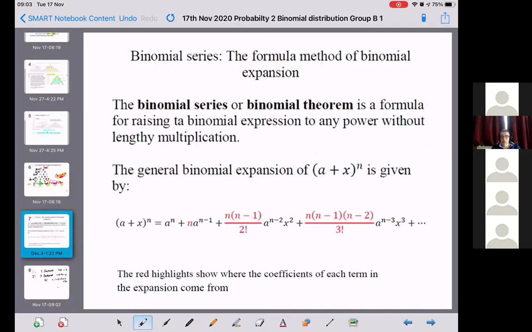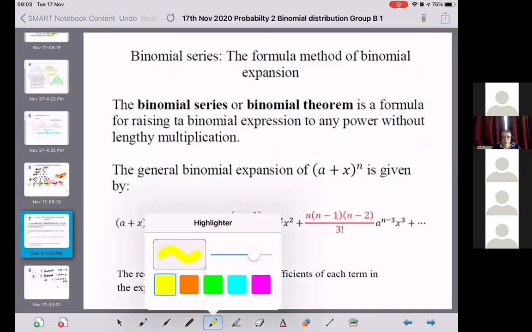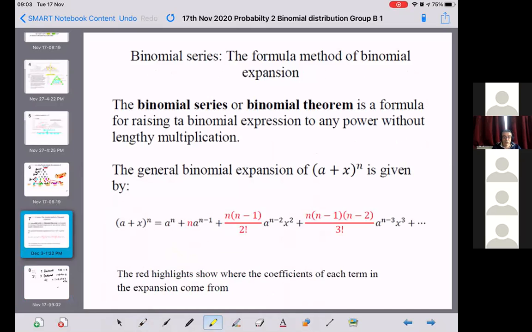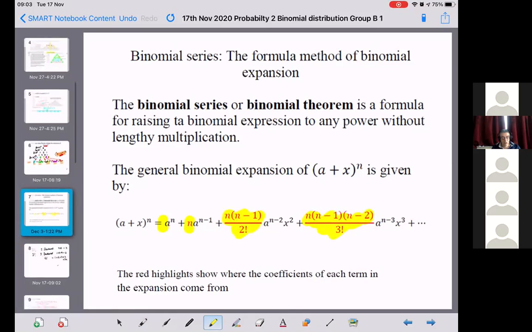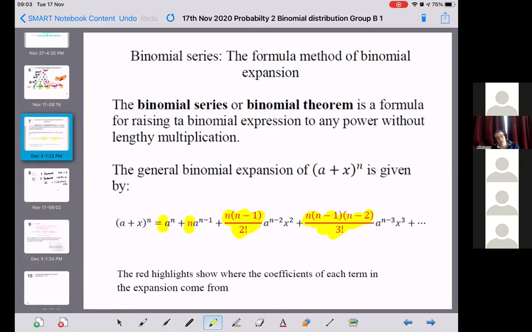All right, so that series expansion can be carried on for any number of terms. Now, what I've done is highlighted in red where the coefficients come from that we were finding using Pascal's triangle. So the first coefficient here is always 1. The second coefficient is n. The third coefficient comes from this. And that pattern could carry on for as long as you like. Okay. So what we'll do on the next slide is just take a look at how that can expand the same expression that we've just expanded, a plus x all to the power of 4.